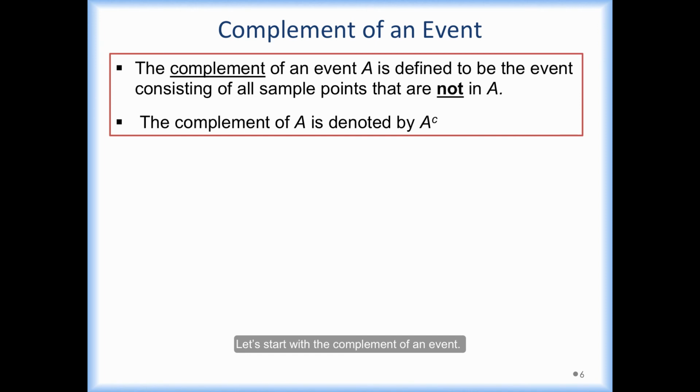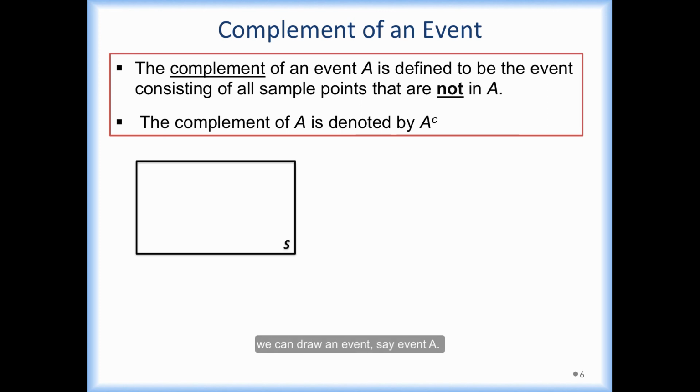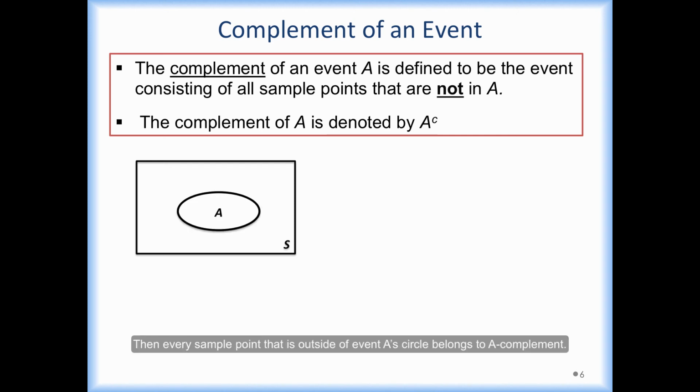Let's start with the complement of an event. An event's complement contains all sample points that do not belong to the event. We use the superscript C to denote complement. In a Venn diagram, we can draw an event, say event A, then every sample point that is outside of event A's circle belongs to A complement.